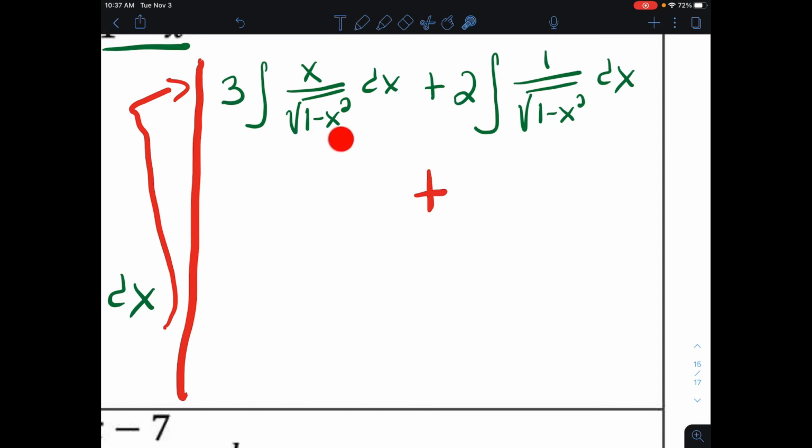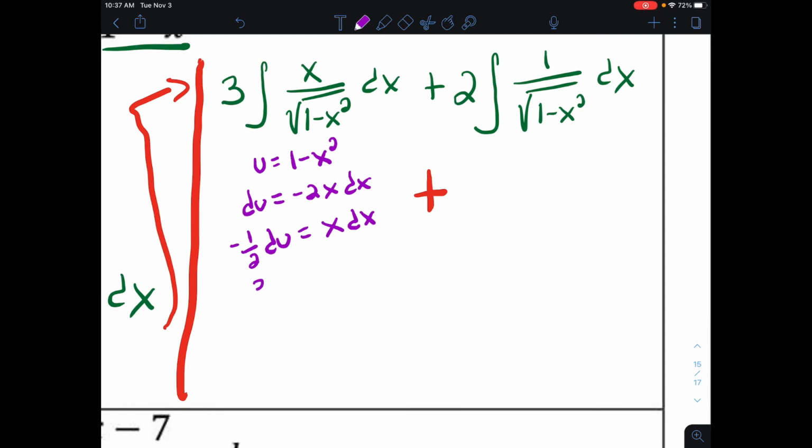Looking at this one, I'm going to have to do u substitution. So we're going to let u equal 1 minus x squared. The derivative of u, written in differential form, would be negative 2x dx. Well, we have the x dx part, but we just don't have the negative 2, so I'm going to divide by negative 2. So we have negative 1/2 times du is equal to x dx. And then we're ready to do our change of variables.